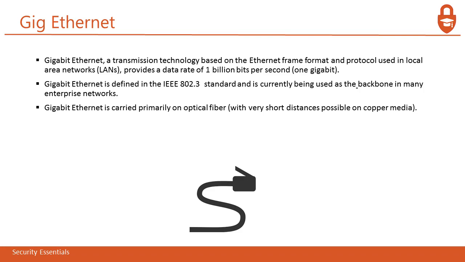So Gigabit Ethernet is defined in the IEEE 802.3 standard and is currently being used as the backbone in many enterprise networks, as it's using 1 billion bits per second transfer rate or data rate. So many organizations, many enterprise networks are using this technology. Gigabit Ethernet is carried primarily on optical fiber because very short distances are only possible on the copper medium.